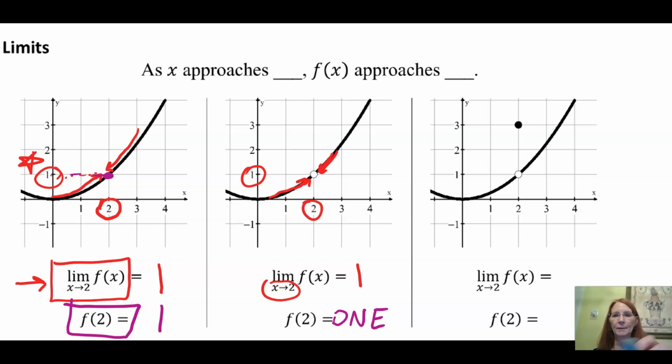In the third example, as I'm approaching the x value of 2 from the left and the right, there is no function value. The function value is actually way up here. But that's not what a limit is. The limit is, as you're approaching that x value of 2, what is the y value approaching? And that would be 1. But in this case, the function value would be 2.